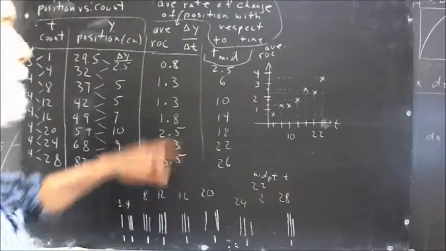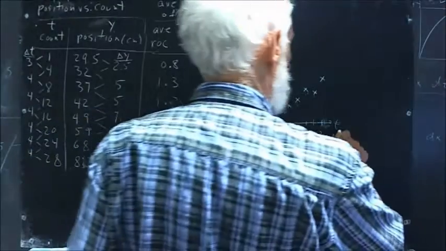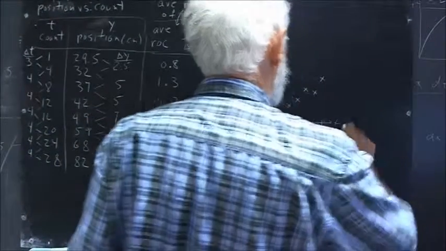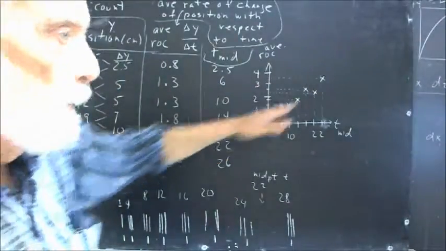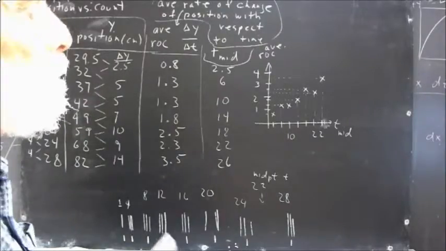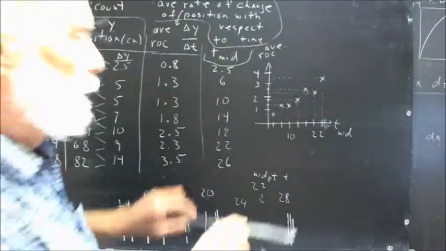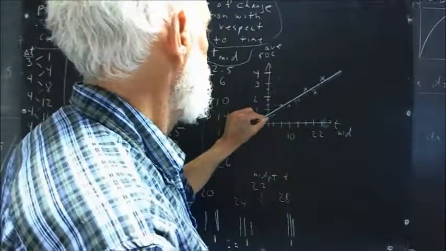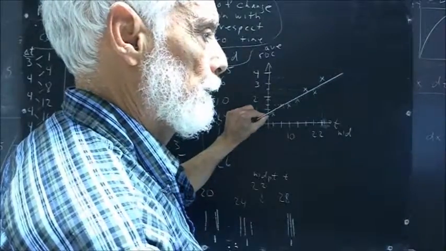Okay, I've plotted my average rate of change versus my midpoint clock time, and my graph looks like this. There's a clear upward trend, as we of course expect. We expect the ball will go further every time. And these points are kind of scattered around a straight line, which I could estimate to be maybe about here.